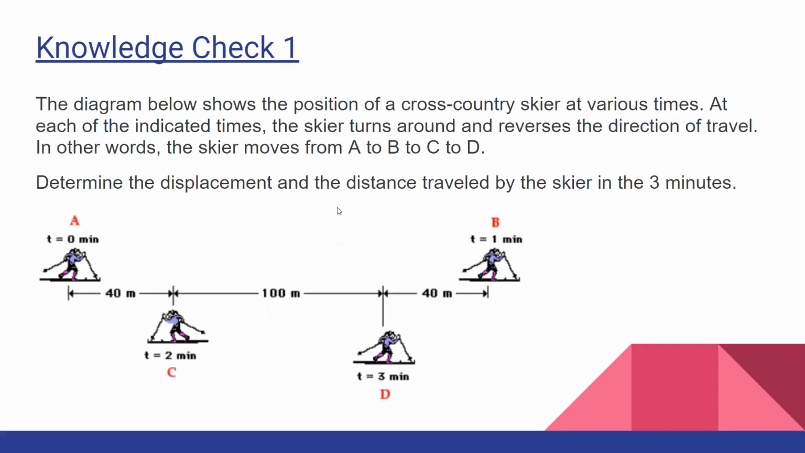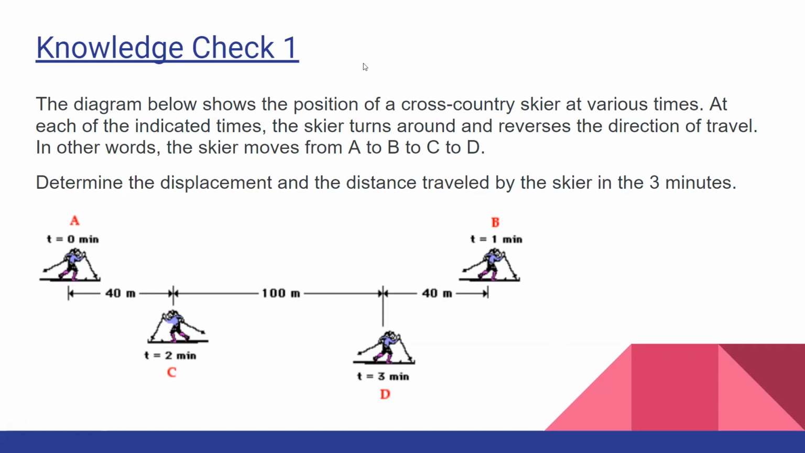So we can do this knowledge check. The diagram below shows the position of a cross-country skier at various times. At each of the indicated times, the skier turns around and reverses the direction of travel. In other words, the skier moves from A to B, then moves back from B to C, and then moves forward from C to get to D. Determine the displacement and the distance traveled by the skier in the 3 minutes they took to move from A to D.